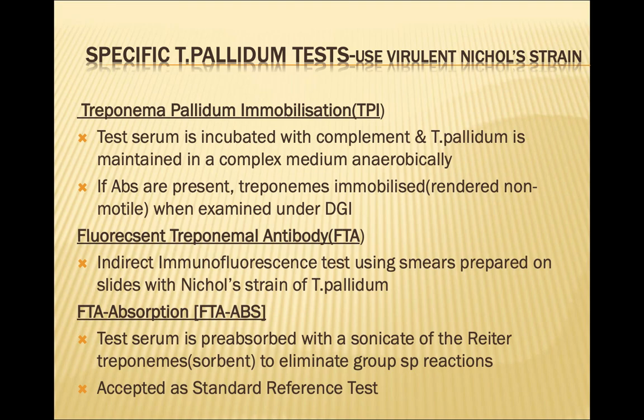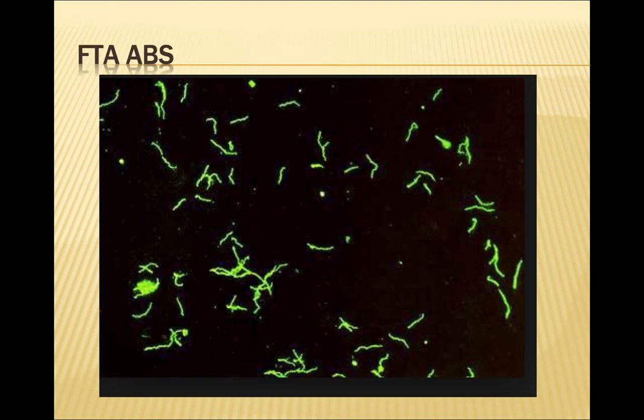The FTA-ABS test. Here the test serum is pre-absorbed with sonicate of Reiter's treponemal strain to eliminate the group specific reactions. Then this is accepted as a standard reference test. So this is how FTA-ABS will look. You can see the spiral antigens present in fluorescent green.